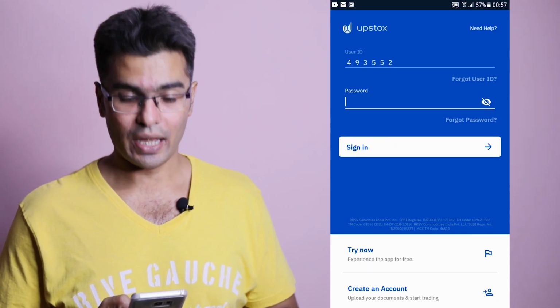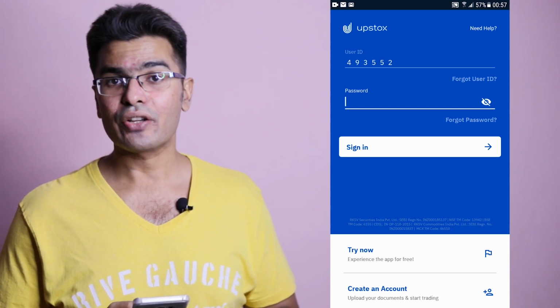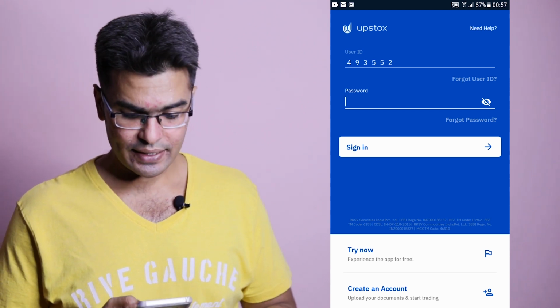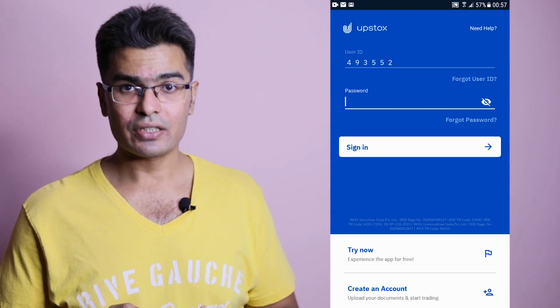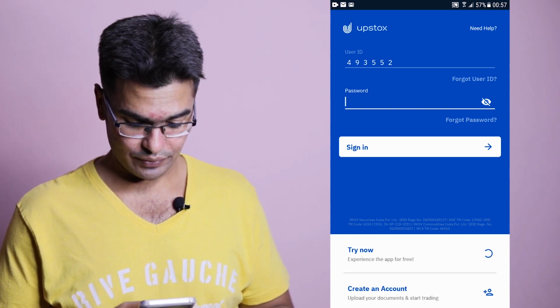Once you open your app, the first thing is that you need to enter your username, your password and your date of birth so that you are able to log into this particular app. In this case, I will be showing all the features without logging into my account. So I will be clicking onto this particular option.